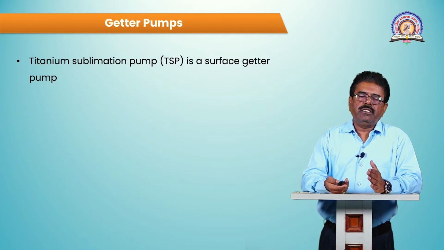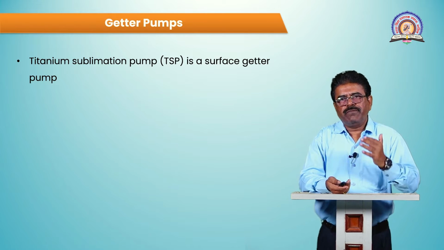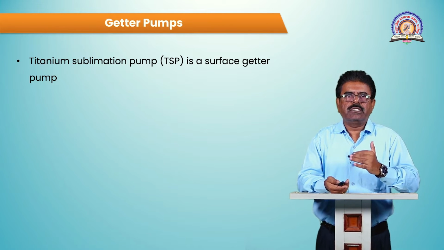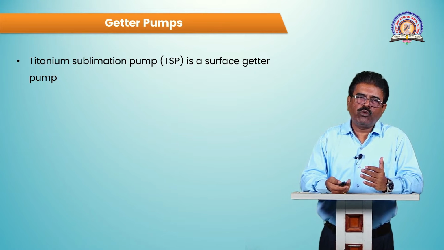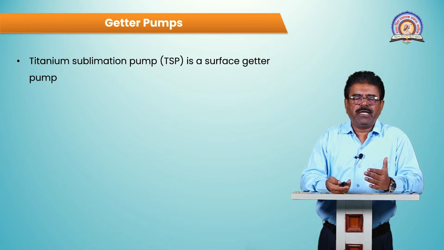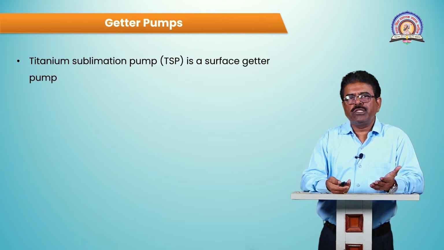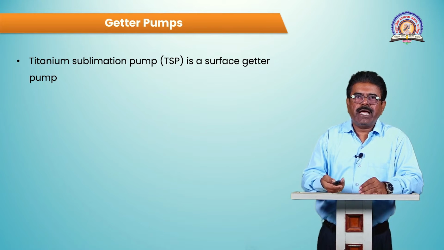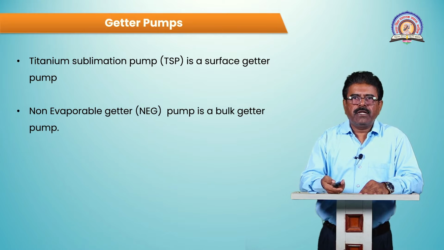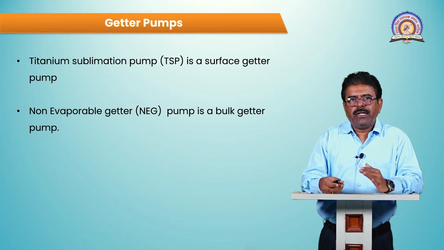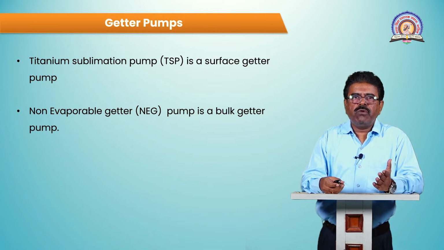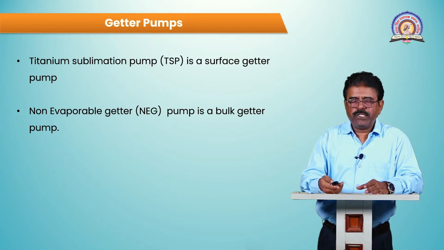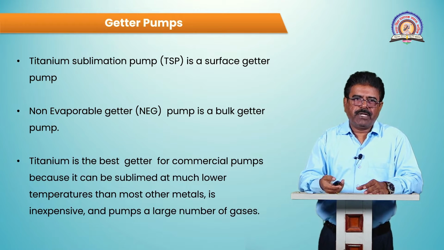Okay, so the particular type of surface getter which is used is titanium, and the capture type of vacuum pump which is developed based on this material is known as the titanium sublimation pump, abbreviated as TSP. So this is basically a surface getter pump. And another type is known as the non-evaporable getter pump, NEG. It is based on the bulk getter material.